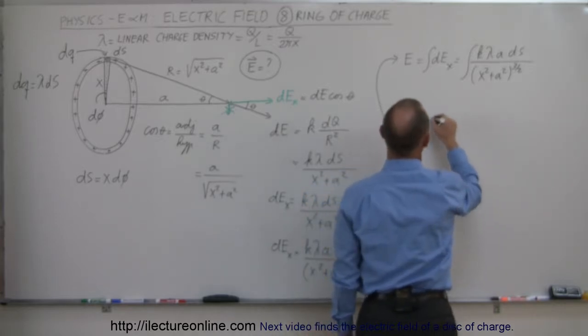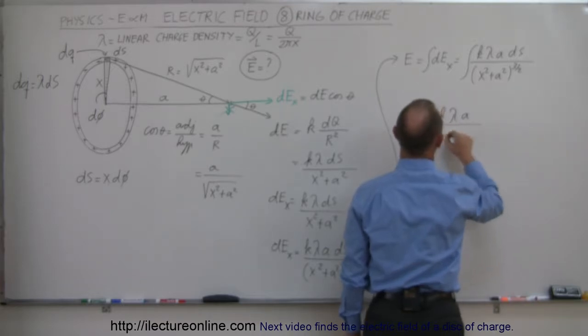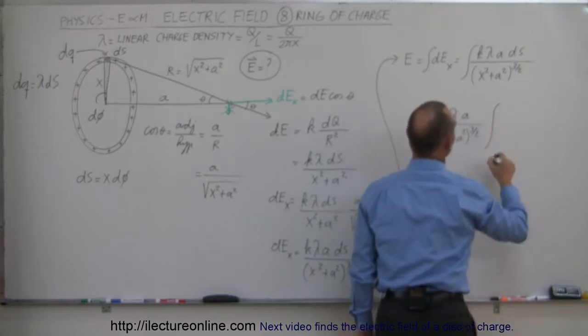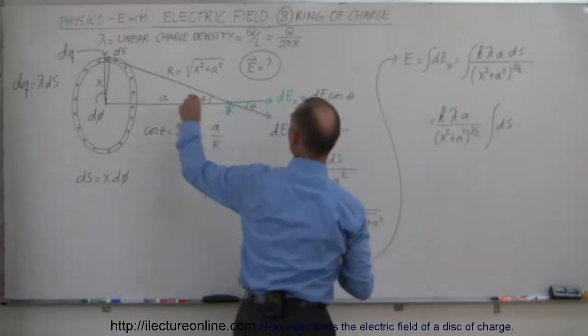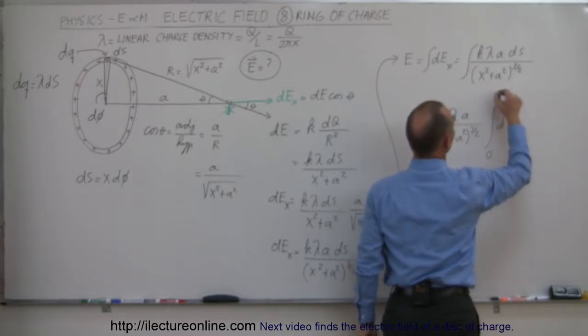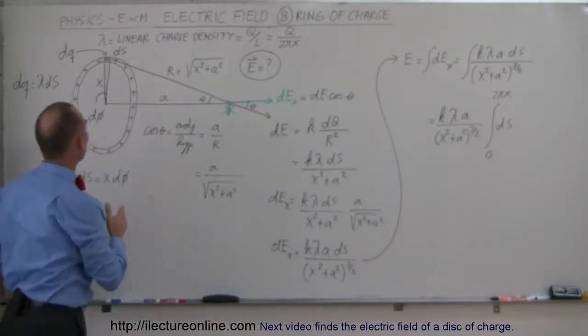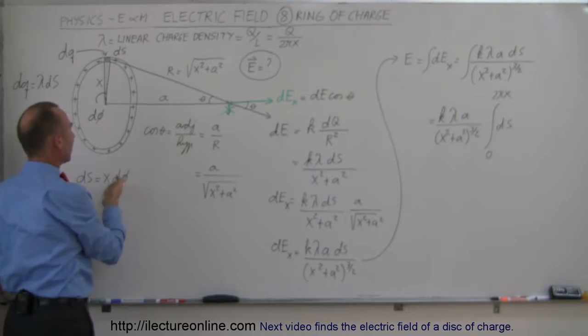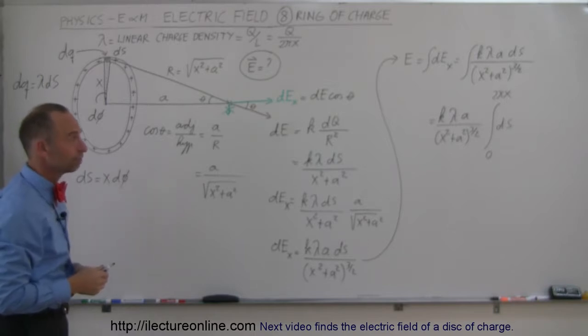We could say that this is equal to k lambda a, those are all constants, divided by x squared plus a squared to the 3/2 power. That's all a constant times the integral of ds. Now, we're going to integrate from the beginning of the circle all the way around, so that's from 0 to 2 pi x. Pretty easy integral, isn't it? We could have also converted to x times d phi and then integrated around d phi from 0 to 2 pi. Same thing, we get the exact same result.